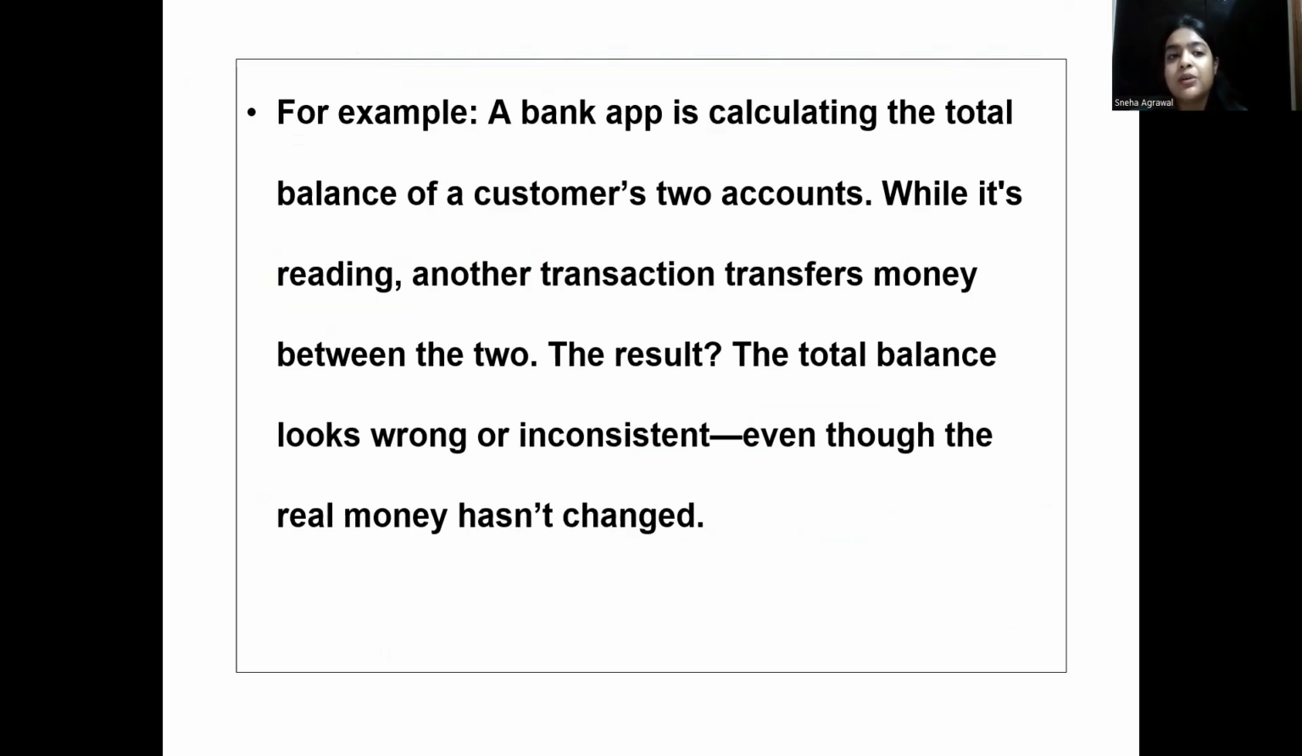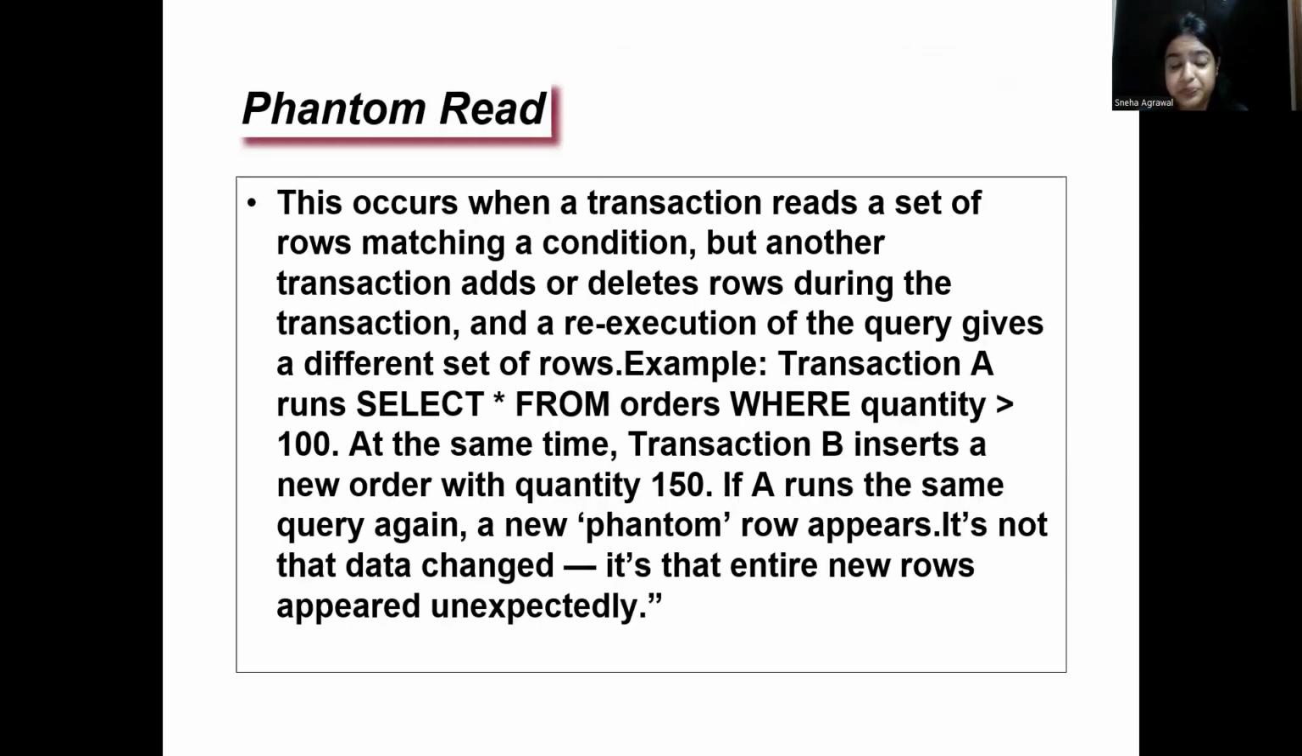A bank app is calculating the balance of a customer's two accounts. The customer has two accounts in a particular bank and the bank is calculating the balance. While it is reading, another transaction transfers money between the two. So there is a transfer of money between those two accounts in the bank. Then, what would be the result? The total balance looks wrong or inconsistent, even though the real money has not changed. So this is our inconsistent retrieval problem.